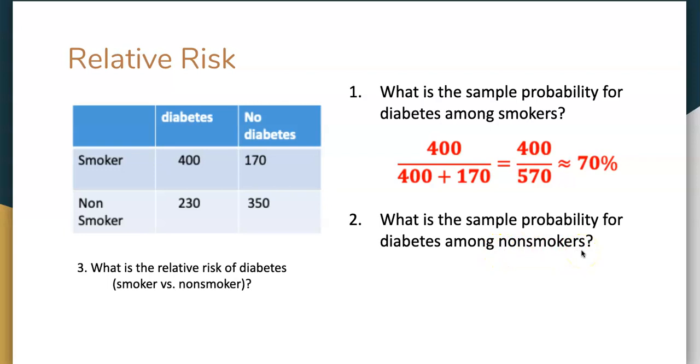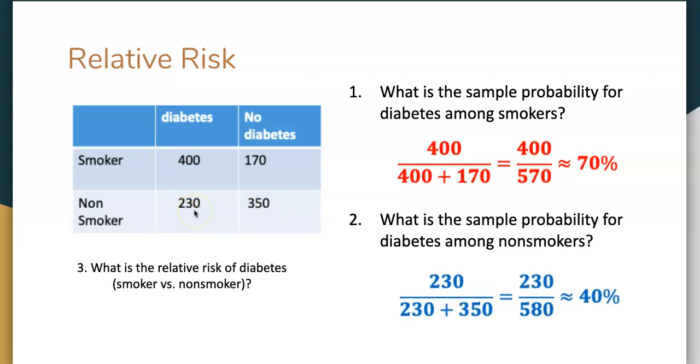So how many non-smokers did we have? When we added the 230 and 350 together, we had 580, right? And out of 580, it looks like 230 of them have diabetes. So this is what we do. We do 230 divided by 580. And if I type that in my calculator to get a decimal, I got 0.396. So I'll round that up to about 40%.